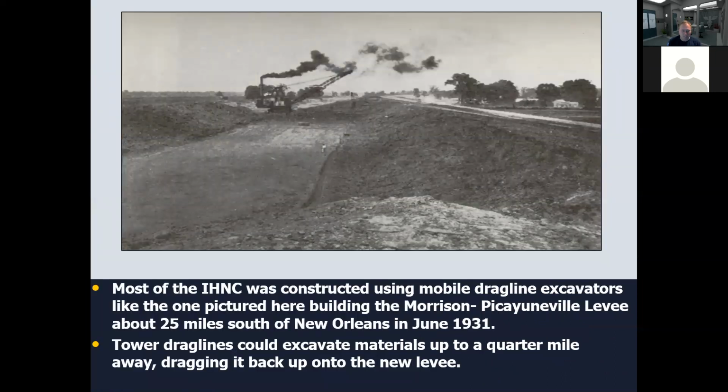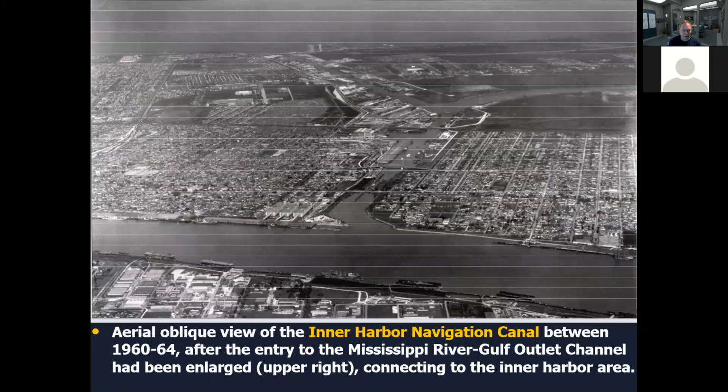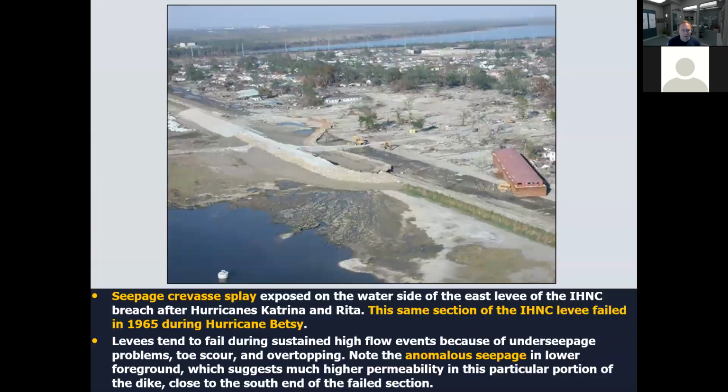And this is just a little bit more of an example of dragline building construction of the levee system. A part of the levee system was also building canals and using the canals to help divert and manage water flow in and around the city. The Inner Harbor Navigational Canal is certainly one of those. This is the immediate aftermath of Hurricane Katrina, where the barge that broke loose and destroyed a levee and allowed water to flow quickly into the Lower Ninth Ward.